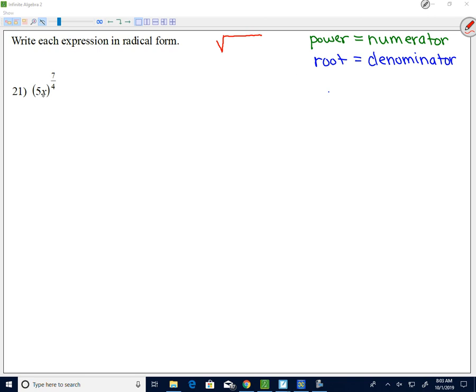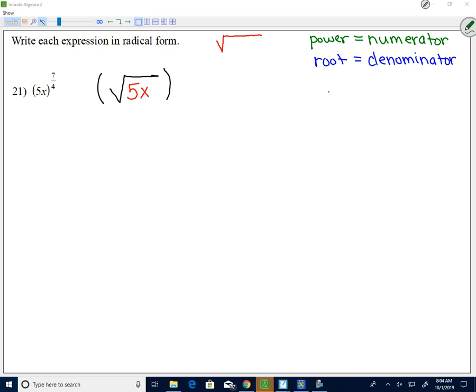So here we go. I know that I'm going to have parentheses. I know I'm going to have to take the root of something because I see a fraction in the exponent. I know I'm going to have to raise it to some power. So what am I having to take the root of and then take it to a power? Well, it's what was in parentheses. So 5x is in parentheses, so it has to go under my root.